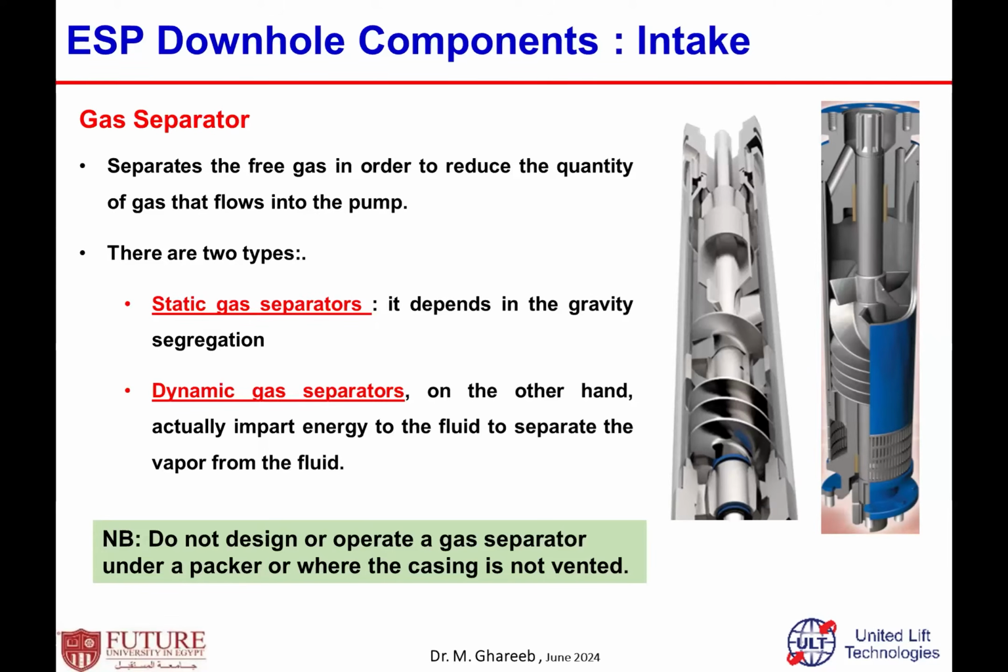Because, as I mentioned in the first lecture, gas reduces the pump volumetric efficiency. Are there different types of this? Yes, there are some types called static, but they are not commonly used for the ESP, because the ESP is rotating. The main one used for the ESP pump is the rotary gas separator.